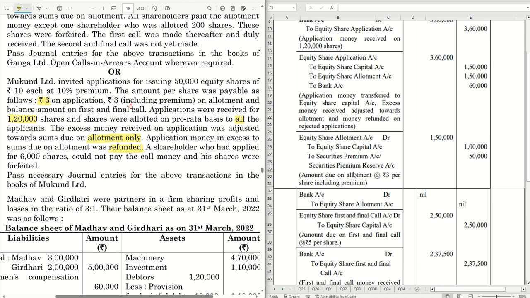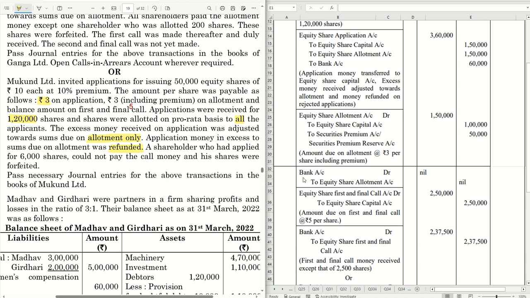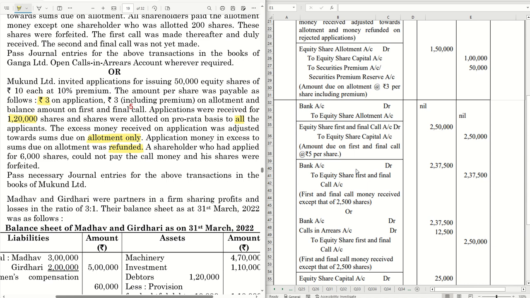After doing this entry, the second entry for allotment will be bank account debit to equity share allotment account. However, we are not going to receive any money on this because the entire money is already received up here, 1,50,000. Okay, so this you can write. It's better you write it, show the amount as nil, but for this entry, there is no marks allotted. I'll show you the marks distribution in a bit.